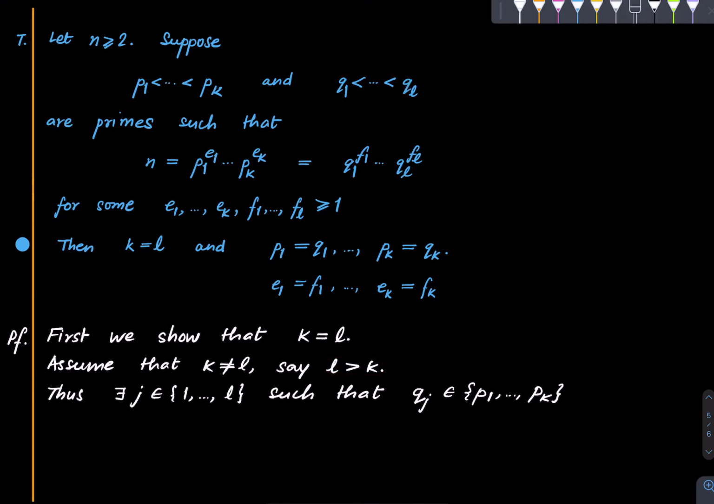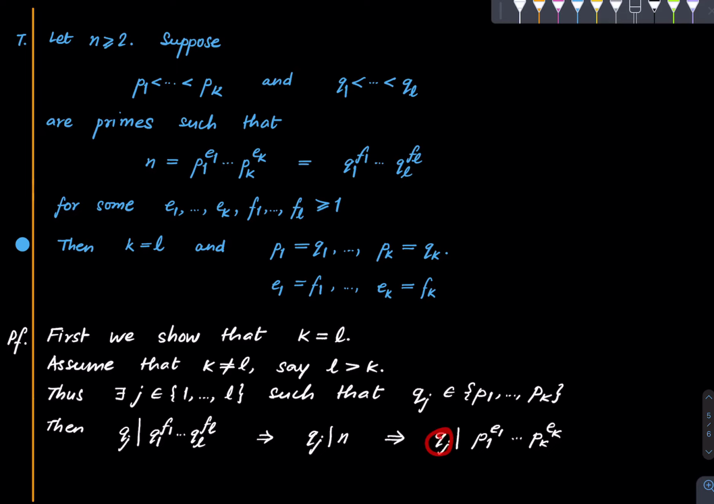Okay, now, then, qj is a divisor of, this is a trivial thing. qj is a divisor of q1 to the f1 times ql to the fl, clearly, which implies qj divides n, which implies qj divides p1 to the e1 dot pk to the ek, right? And now we will use what we recalled earlier.